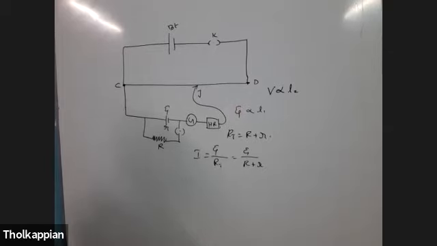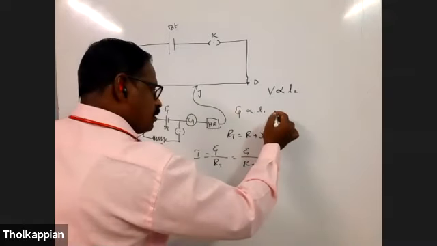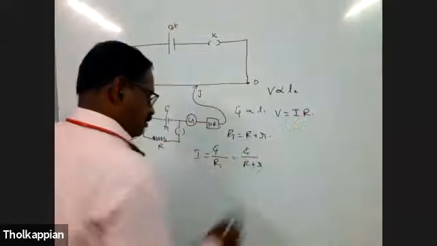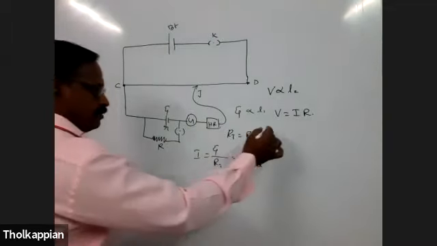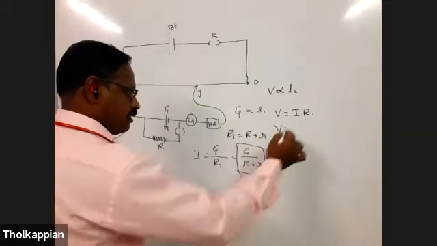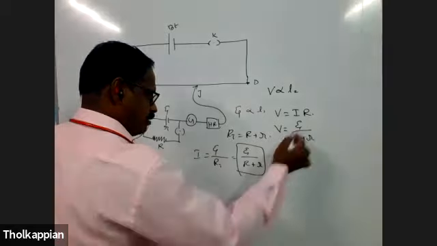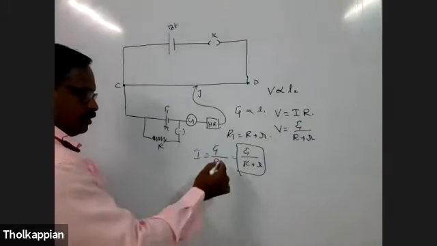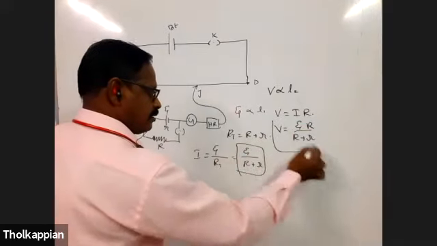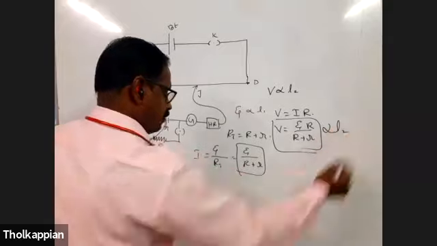And next, V means what? V is equal to IR is the formula. V is equal to I into R. And the I value is here: I is E by R plus r. And we include this R. So V is equal to this value, and this is proportional to L2.